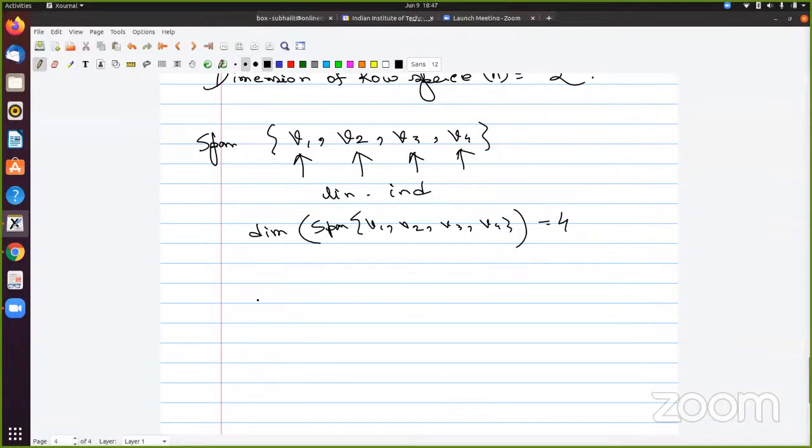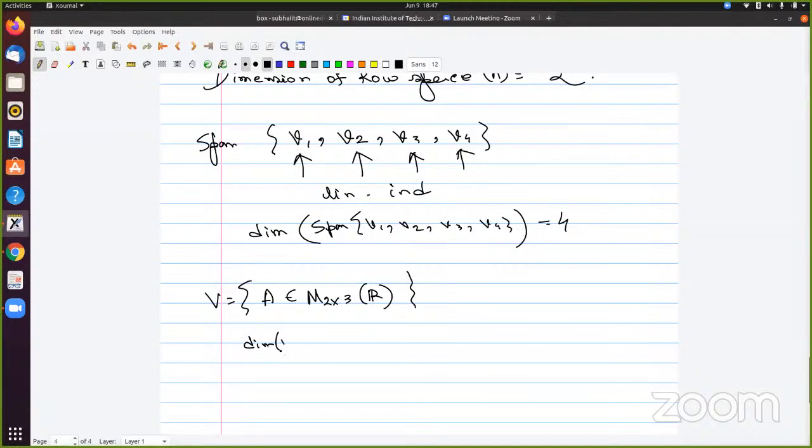If you see in our last live sessions, I don't know whether you were there or not, suppose I am defining a vector space like this. These are coming from 2 cross 3 matrices. So this will form a vector space, right? Can you tell me what is the dimension of this vector space?